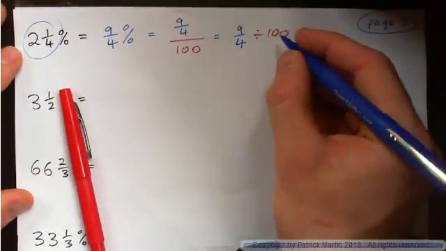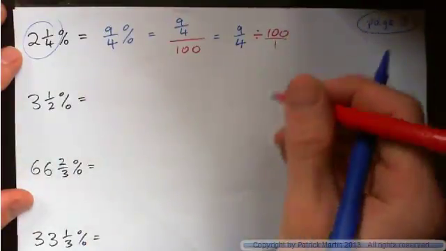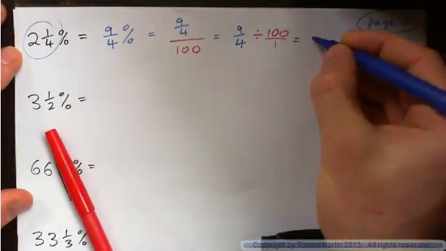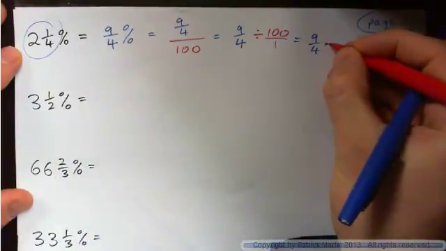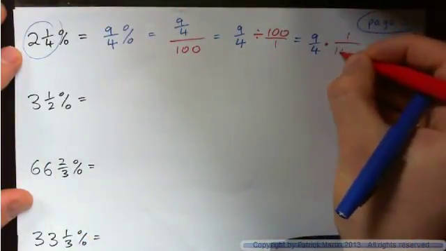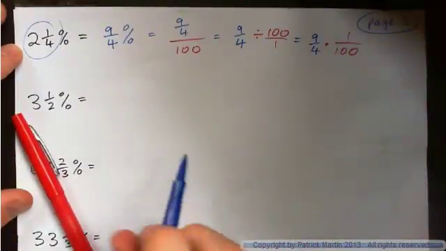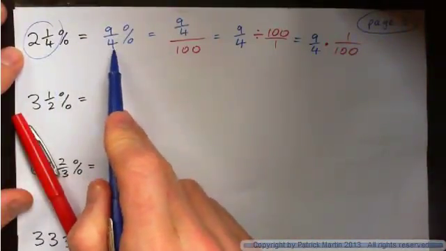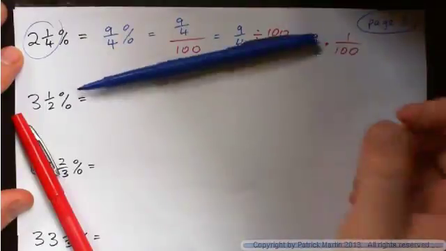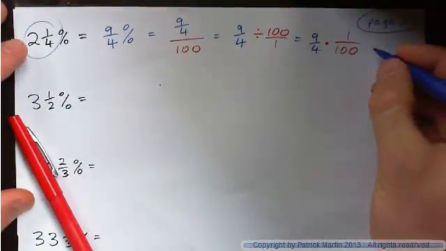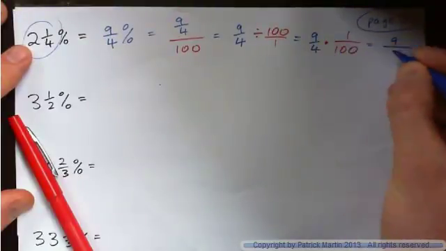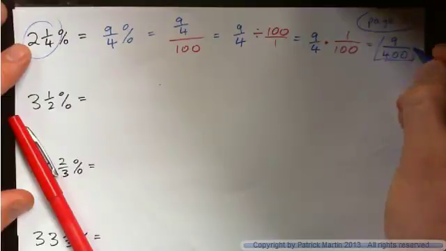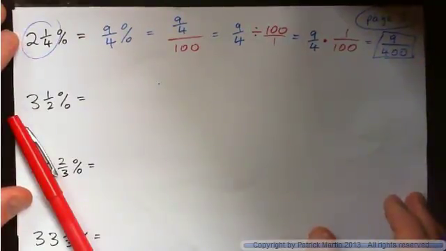Okay, now 100 of course is the same thing as 100 over 1. So this is 9/4. If you're dividing by 100, it's the same thing as multiplying by 1 over 100, right? So 9/4 divided by 100 is just 9/4 times 1 over 100. 9 times 1 is 9. 4 times 100 is 400. So it's 9 over 400. Right? Quite weird, yes.